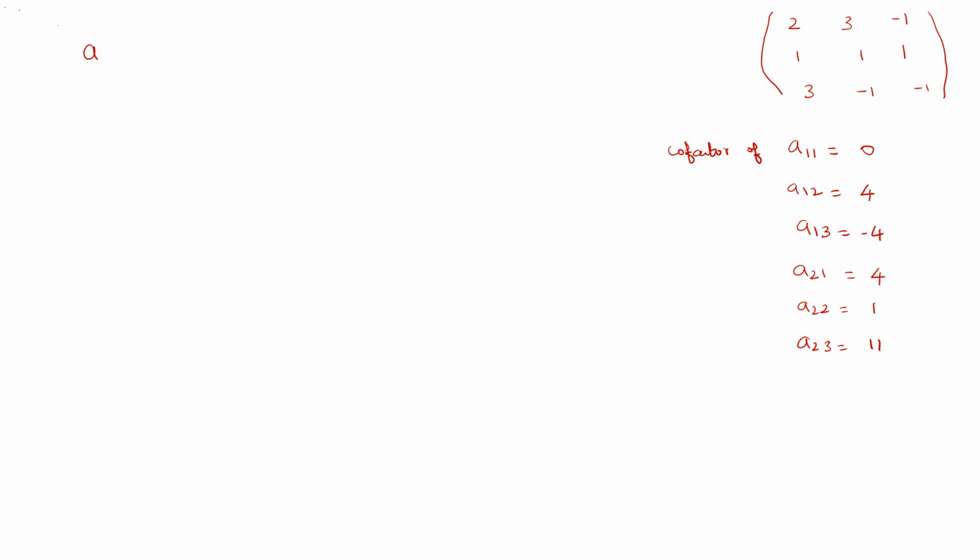The cofactor of A31 equal to the positive of the minor matrix of 3. The minor matrix of 3 is, we simply remove the third row and the first column. So you can get 3, negative 1, 1, 1. So 3 times 1, you can get 3. And 1 times minus 1 is negative 1. Negative into negative is positive. So once again, you can get 4.